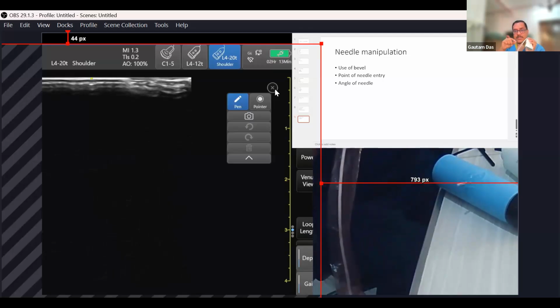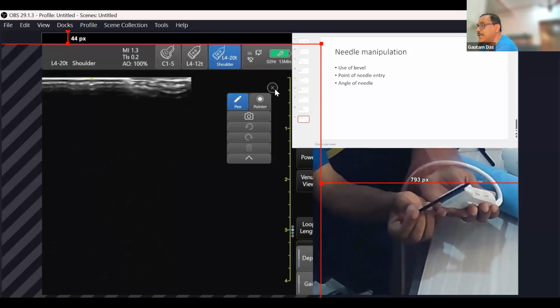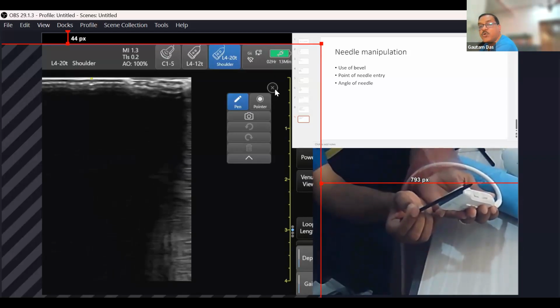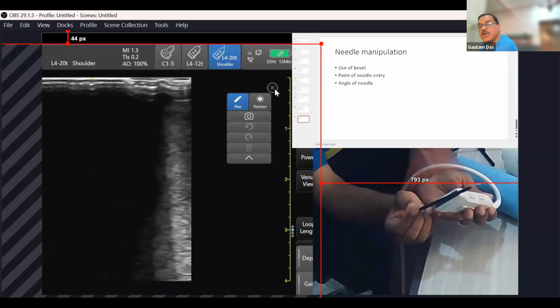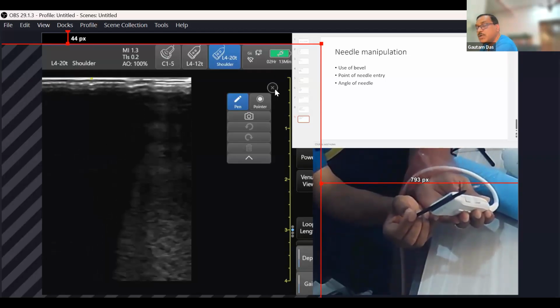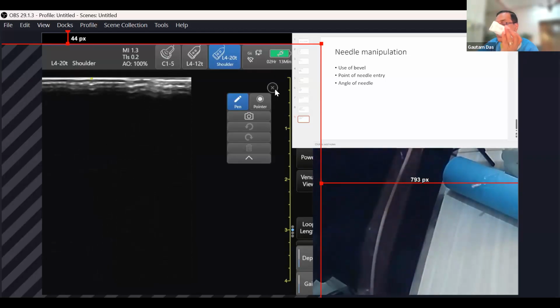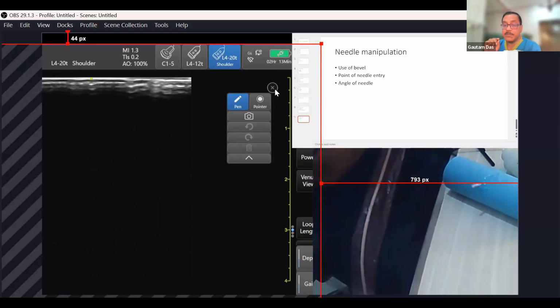If my needle is exactly like this, you'll see the whole needle as a hyperechoic structure. But if your needle is like this, then either you'll be able to see the shaft or you'll be able to see the tip. This is very common, as you told. I have also faced it sometimes. Some part of the needle is visible, but not the whole length.